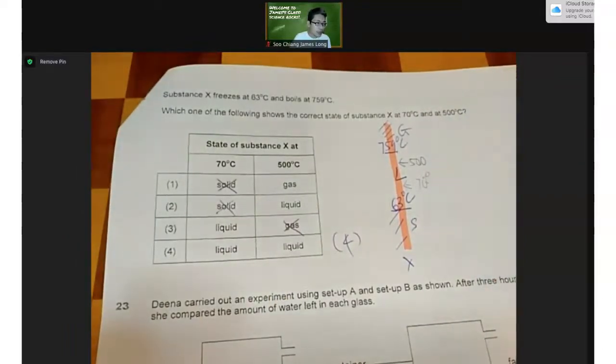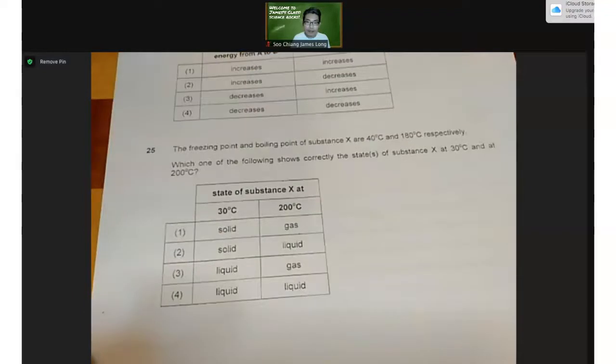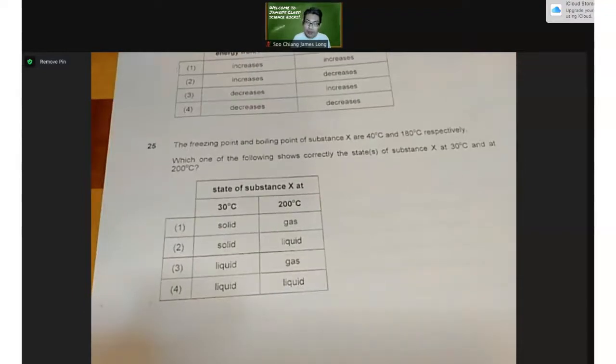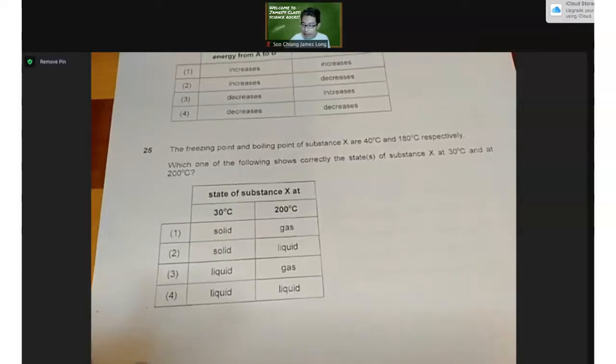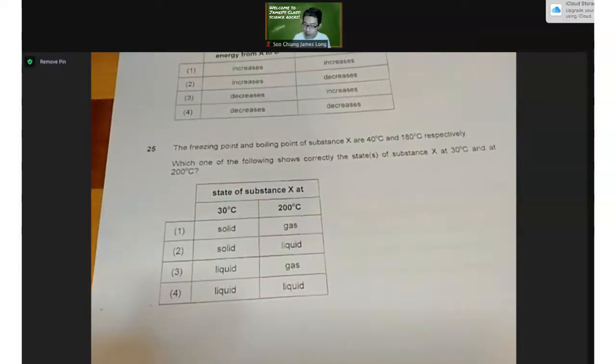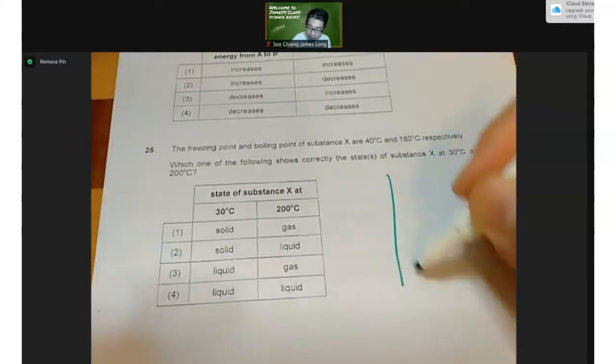Now let's go to the next one, question 25. See what I mean by very similar looking questions. These are questions from different years between 2006 and 2010. Now we have another substance X. Okay, I'm confused which substance X we're talking about. Now let's use a different color to represent it.